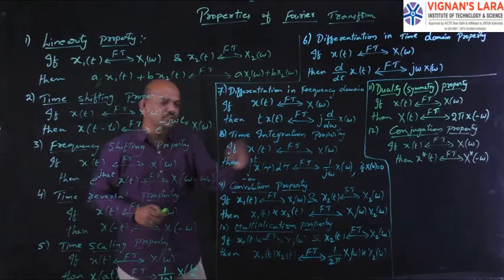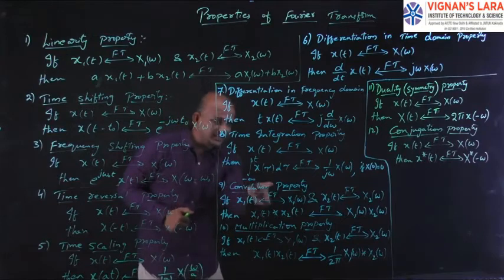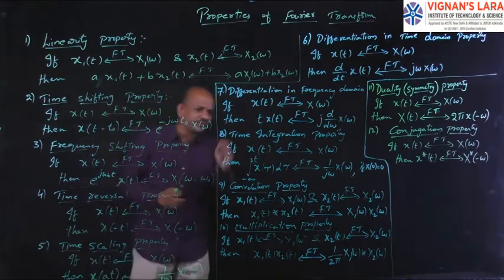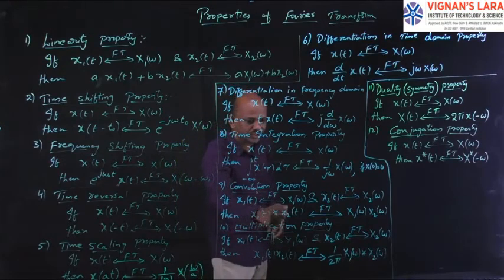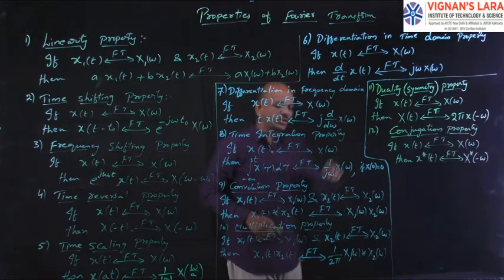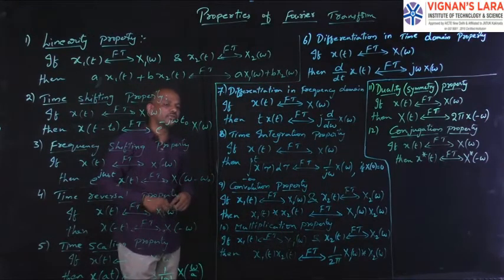Then the convolution property states that x1 of t convolution x2 of t. Here the convolution is represented with the star mark. Addition is with a plus, multiplication with into, and in the same way, convolution is represented with a star mark. Then x1 of t convolution x2 of t will have a Fourier transform x1 of omega into x2 of omega.